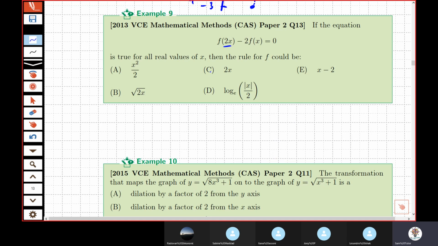No, that's actually incorrect. That's 2 times f of x. That's this one, what you just said. But that's okay, you don't need f. What does it mean to you? What would you usually do?